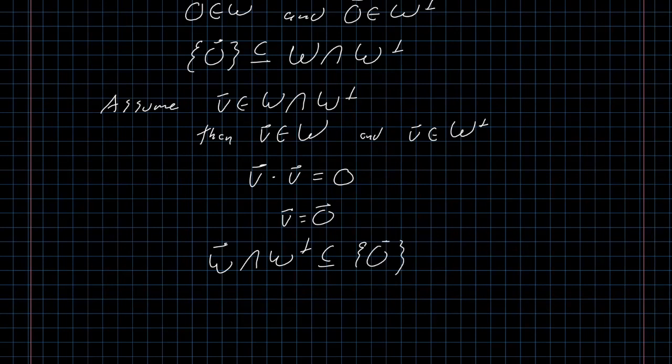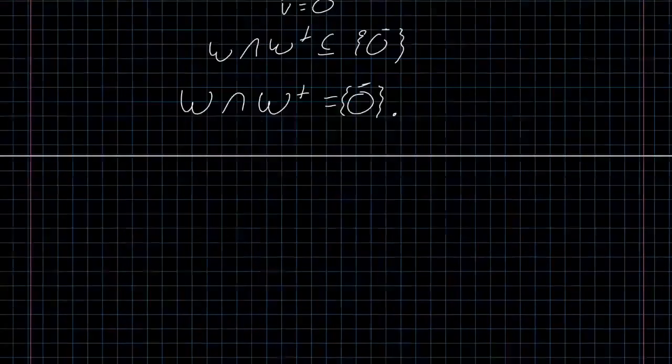Right. And to show two sets are equal to each other, you show subset inclusion in both directions, which we have just done. Vector space W intersected with its orthogonal complement is equal to the 0 space. I have a couple more theorems here. I'm not going to take the time to prove these because I only have so much time available.